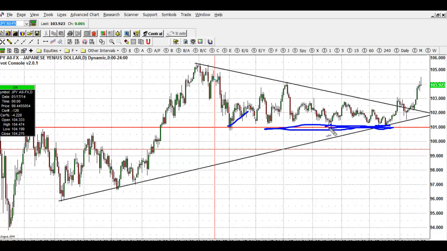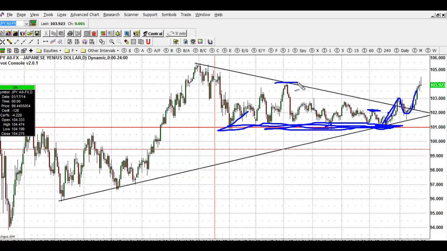And these areas of support can act as significant turning points in the market. And ever since the market rejected this 101 level, the market took out this swing high and broke out of the triangle. So we could see further gains in the Japanese yen.